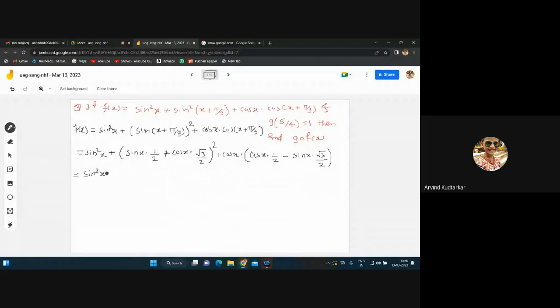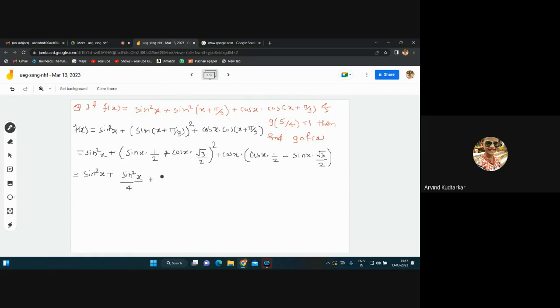Sin square x plus a square. A square means sin x whole square into (1/2) square, that is sin square x upon 4. Plus b square. B square means root of 3 by 2 whole square, which is 3 by 4.